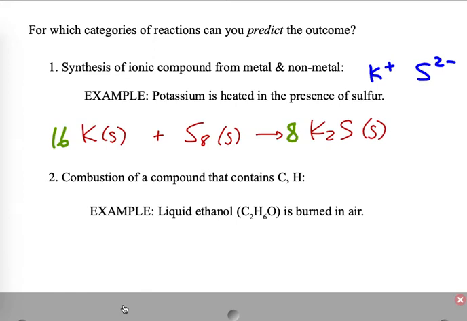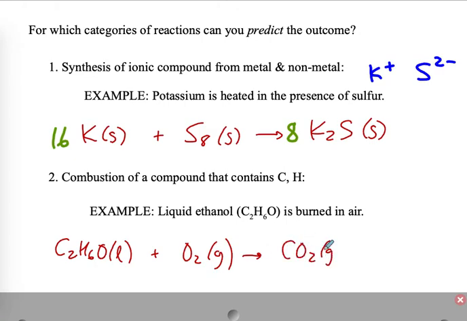So, liquid ethanol is burned in air. If you've ever lit an alcohol burner, then you know what this looks like. Liquid ethanol has the formula C2H6O. If I burn it in air, it is combining with O2 gas. This needs to be in your notes. When you combust something that contains carbon and hydrogen, all of the carbon forms the most oxidized form of carbon, which is carbon dioxide gas.